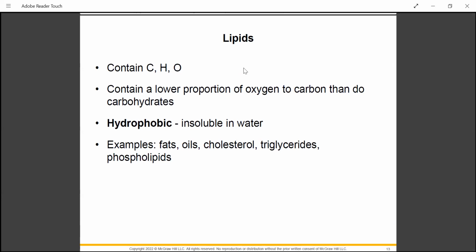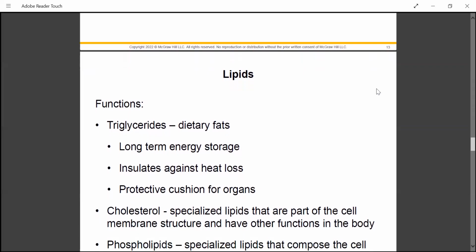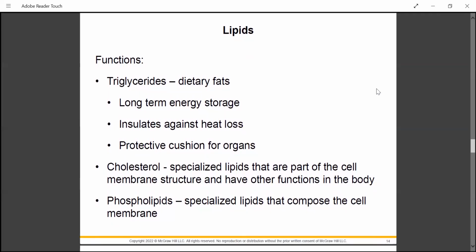You often hear in terms of medication or in the medical side of things, people are talking about high cholesterol, but cholesterol has a lot of important functions as well. So we need cholesterol, triglycerides, and phospholipids. So different categories of lipids serve different functions.